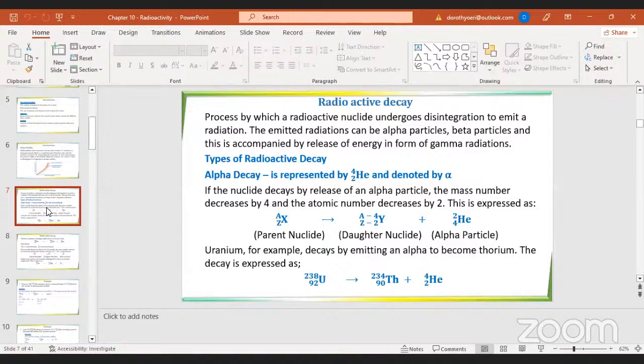Now, on that equation represented there, we have the parent nuclide, we have the daughter nuclide, and the particle which has been released. If you look at the bottom there, there's an equation of uranium.